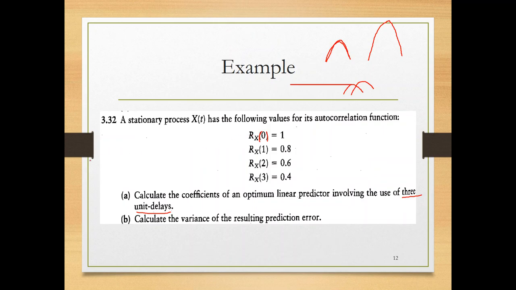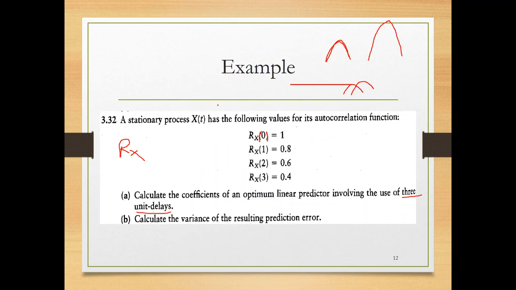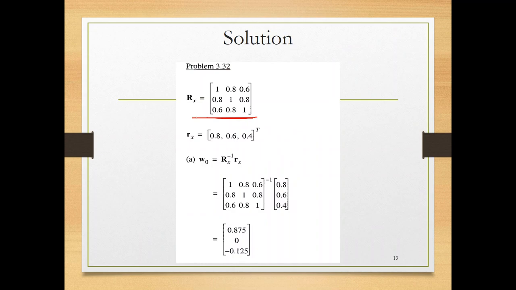Since these Rx values are given, you can find the matrix Rx. You must be able to remember how the coefficients are sorted inside the matrix. The diagonal is Rx 0, the offsets from the column or row side are Rx 1, Rx 2, Rx 3, and you fill the matrix. So you get Rx 0, Rx 1, until Rx P minus 1. This is exactly the matrix you get. You don't have 0.4 here, because you start from 0 until the last. While in the vector Rx, you start from 1 and end at P. So you start from 0.8, 0.6, 0.4.